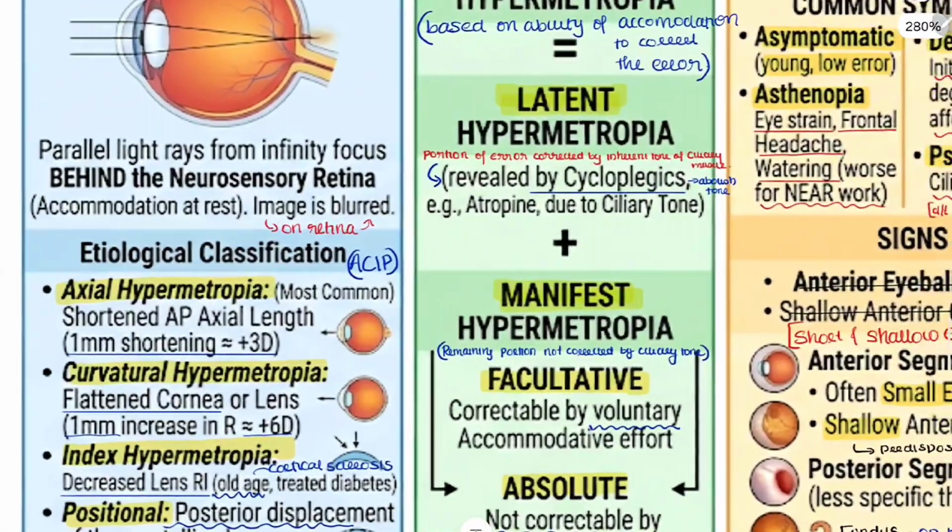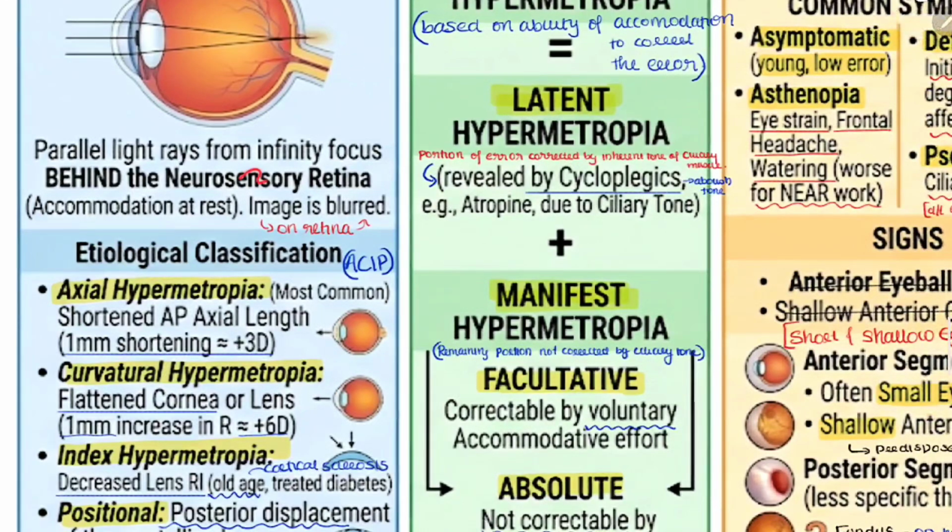Coming to the definition, here the parallel rays of light from infinity focus behind the neurosensory retina. In myopia it was in front of the neurosensory retina. Here this will focus behind the neurosensory retina, provided the accommodation is at rest, and since they are focusing behind the retina, the image will be blurred on the retina.